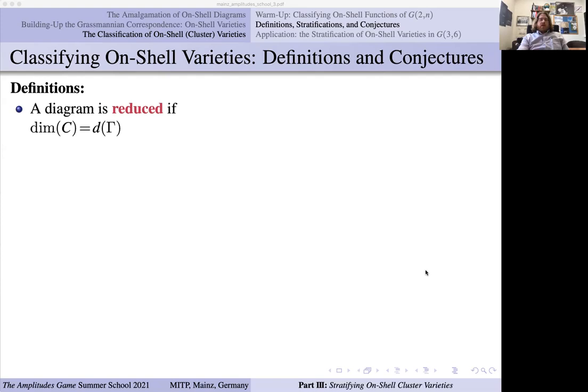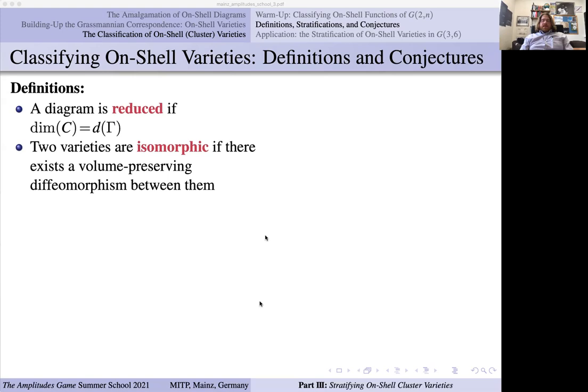The first definition we've already seen, which is that a diagram is reduced if and only if the dimension of the subvariety, which again, you can compute by the rank of the tangent space, is equal to this number D, which is twice the number of vertices minus the number of internal edges. And then we'd like to say that two varieties, this is an almost contentless definition right now, but two varieties are isomorphic if there exists a volume preserving diffeomorphism between their coordinates. Okay, now it's not very constructive yet, but that tells you that two things are going to be the same.